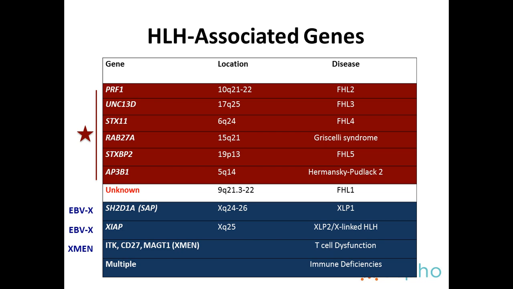Okay, and then HLH-associated genes, this list keeps growing and growing and growing. I think for the purposes of the boards, I would just stick to the ones here. The one that's maybe missing from here that I just realized, but we'll talk about tomorrow in the leukocyte talk, is Chediak-Higashi syndrome, or LYST, has been associated with HLH. But basically the ones in red are genes involved in cytotoxic T cell function and NK cell function.